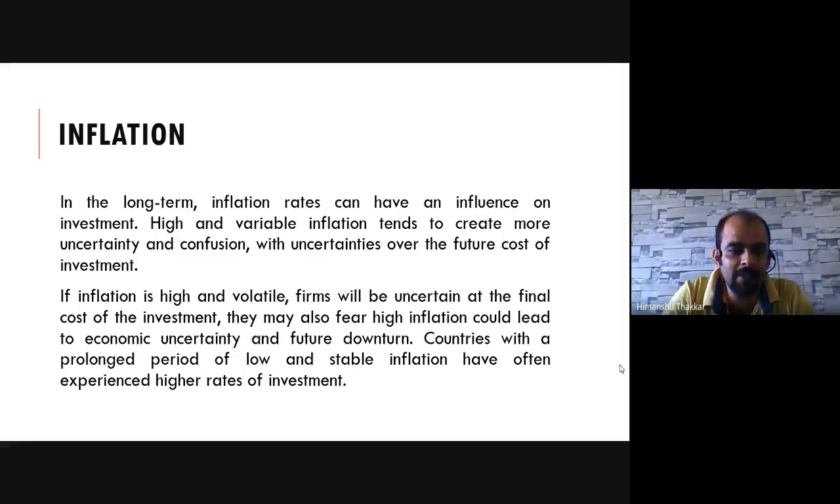If inflation is high and volatile, firms will be uncertain about the final cost of investment. They may also fear high inflation could lead to economic uncertainty and future downturn. Countries with a prolonged period of low and stable inflation have often experienced higher rates of investment. So the lower and the stable inflation will always lead to higher rates of investment. Okay.